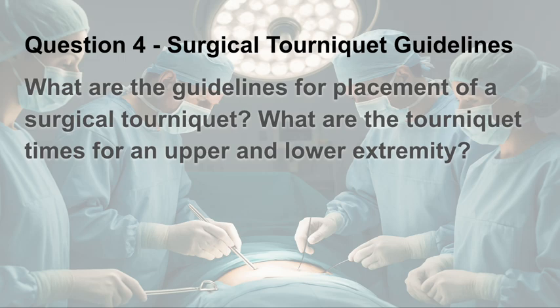Question 4. What are the guidelines for placement of a surgical tourniquet? What are the tourniquet times for an upper and lower extremity? So think of this. How is tourniquet time measured and documented? What is the maximum safe inflation time for upper and lower extremities? Why does the inflation pressure depend on the patient's blood pressure? What complications can occur if prep solutions seep under the cuff? And what should be done if the procedure extends beyond the safe time limits?